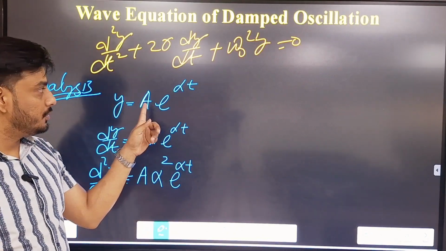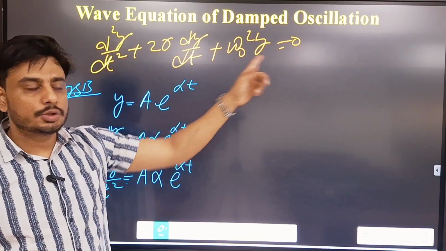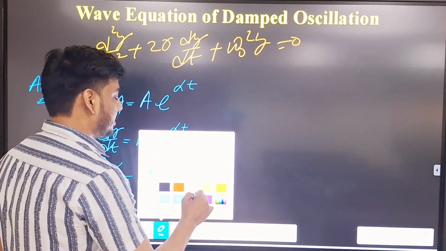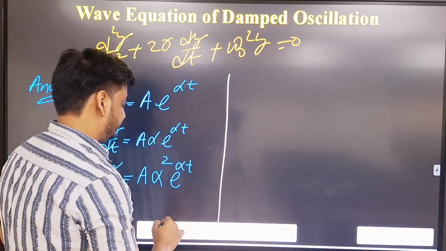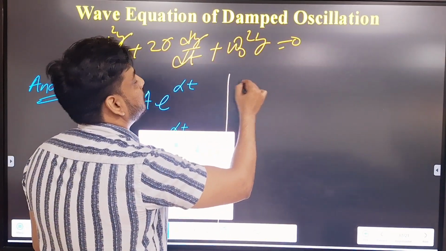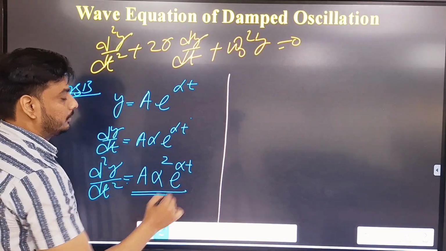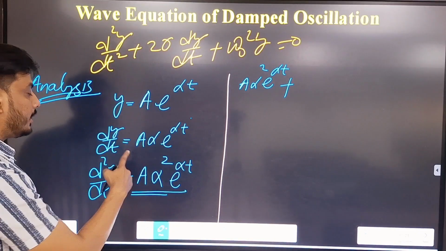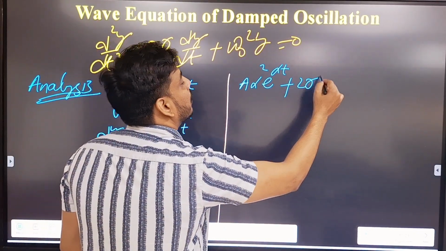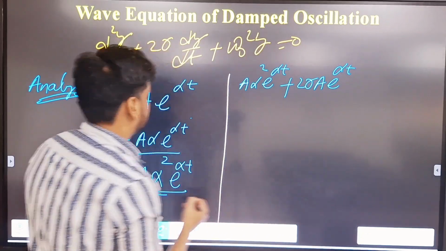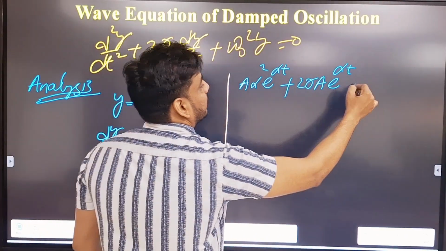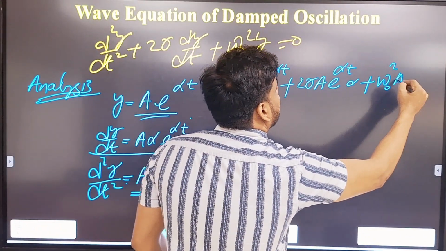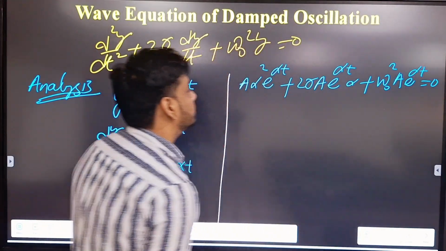If we assume this is the solution, then this must satisfy the equation. So we have to use the values of y, dy by dt, and d square y by dt square in this equation. Once we use them, we find: a alpha square e to the power alpha t, plus the second one, 2r into dy by dt, which is 2r a alpha e to the power alpha t, plus the last one, omega naught square a e to the power alpha t, equal to 0.